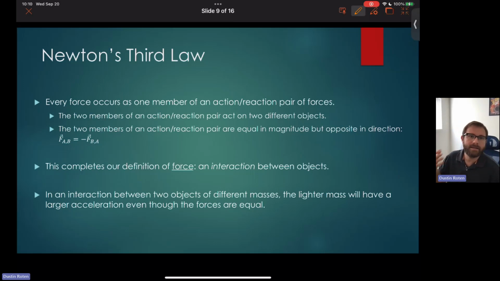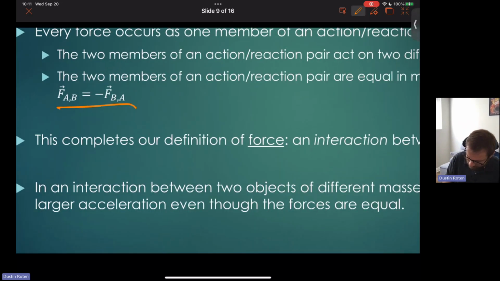All right, so let's sum up Newton's third law here. Every force occurs as one member of an action-reaction pair of forces. We've talked about it. We've seen that with this box and this boy. Two members of an action-reaction pair act on two different objects. So the boy acts on the box, and the box acts on the boy. The two members of an action-reaction pair are equal in magnitude and opposite in direction. That's important. That's how we linked the two free body diagrams.